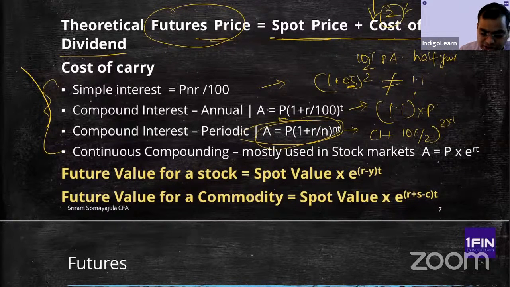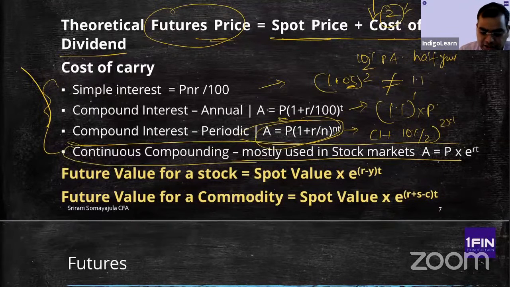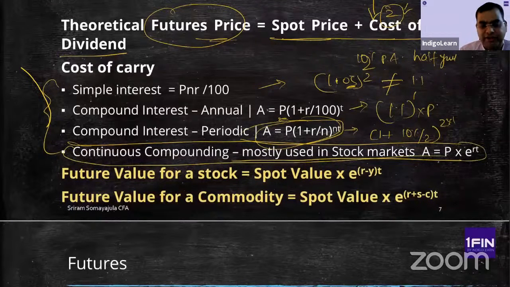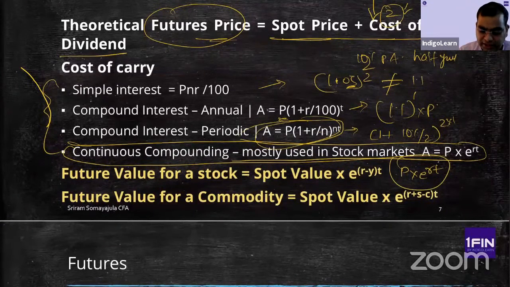So, most important is this continuous compounding. This is what is typically used in stock markets. We will not get into the mechanics, logic or derivation of continuous compounding. For us as students of CA, it suffices to understand that P into e power rt is the future value. Here, future value is P into (1 + R/100) power N, P into (1 + R/N) power NT. Same way, it is P into e power rt.